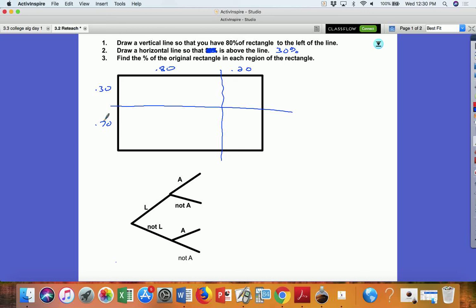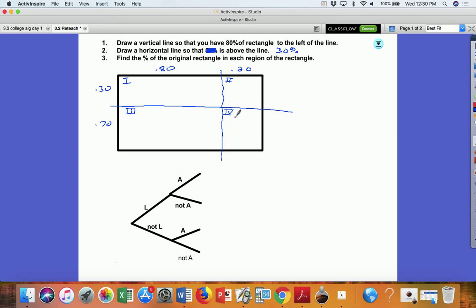So this is 30%. This is 70%. This is 80%. This is 20%. Let's do this. Let's see if we can find the area, or the percent of the total area of the original rectangle, of each region now.